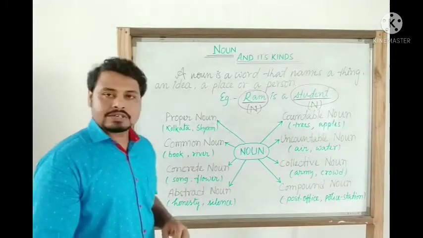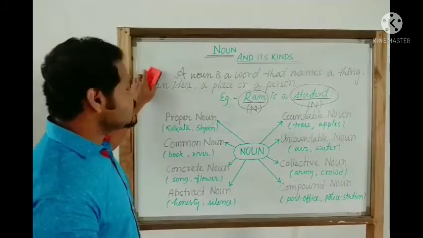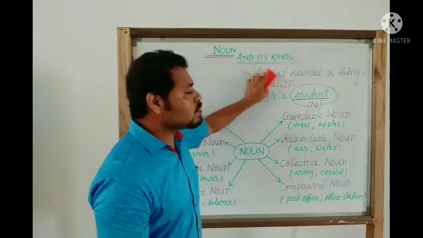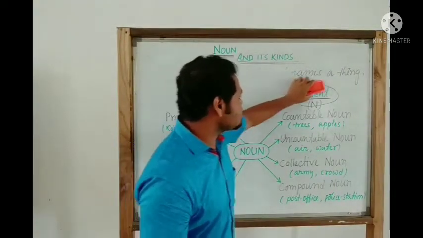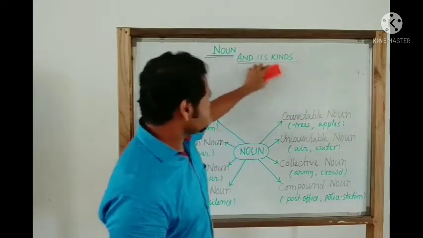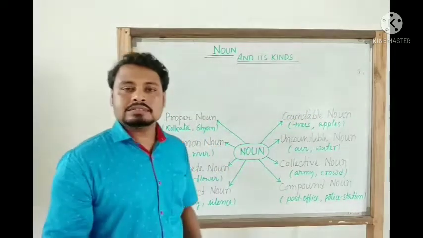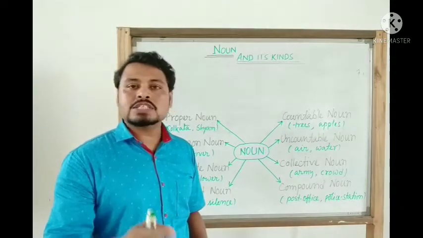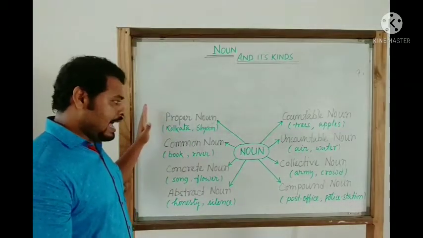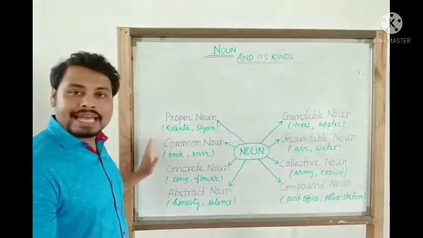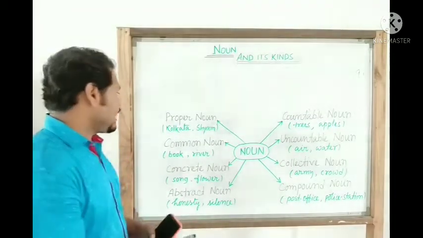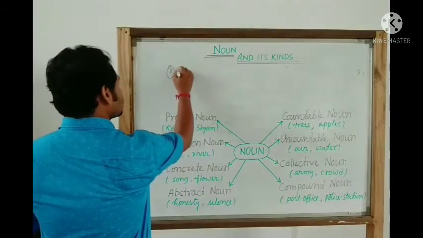So we'll start that. Let me rub the board here. Let me rub the definition. Hopefully it is understood. Once again I would like to repeat the definition of noun: a noun is a word that names a thing, an idea, a place or a person. So altogether noun has 8 types or categories. The first one we have in our list is, as we can all see, proper noun.